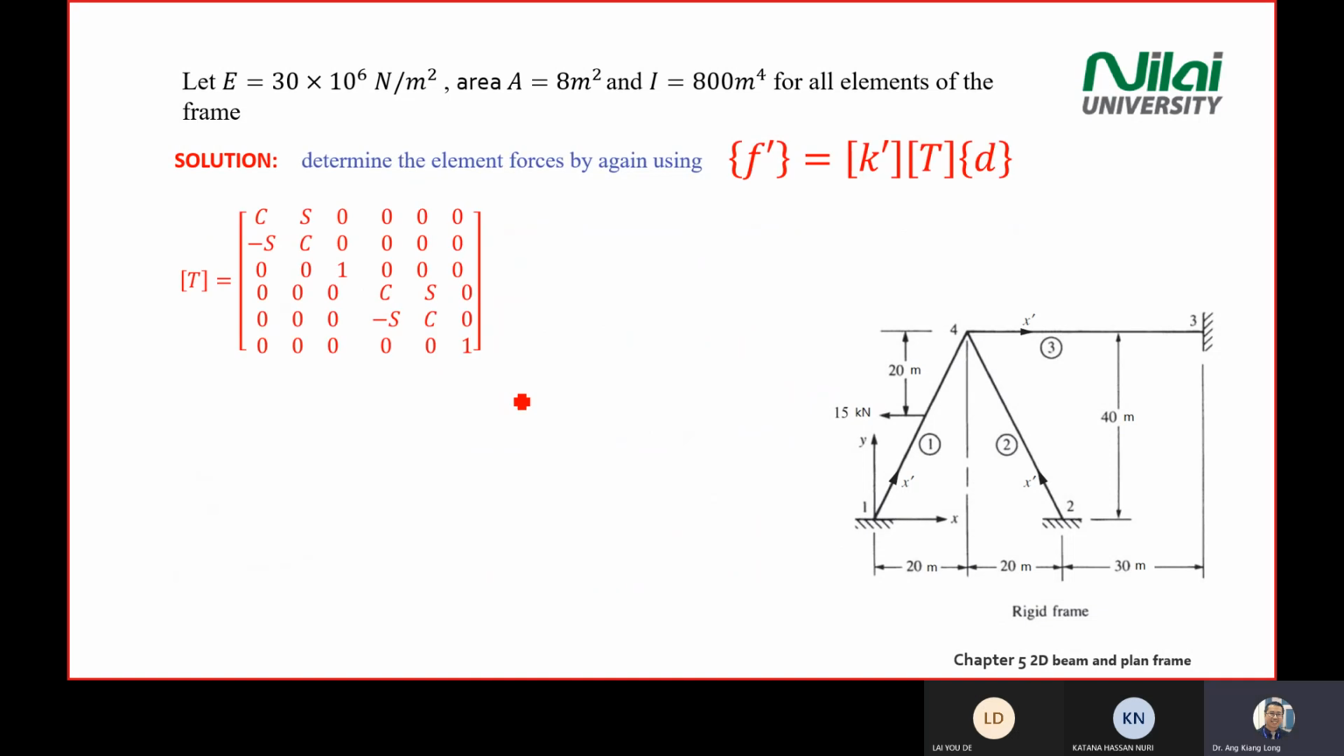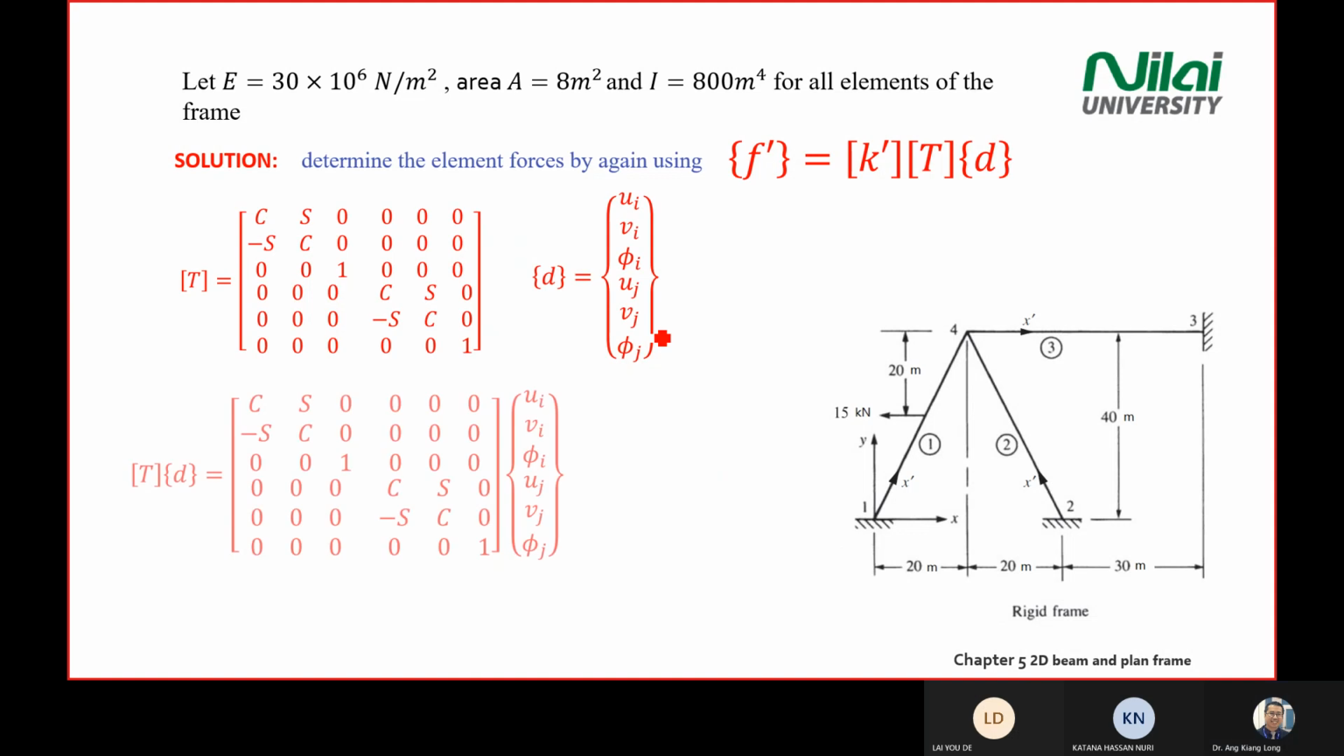Then call back the 5 equations I asked you to write on the answer sheet. The T, the D, the D is the displacement that you have. So when you want to find the element forces, F prime equal to K prime TD. If you want to find the element forces, use this equation: F prime equal to K prime TD.